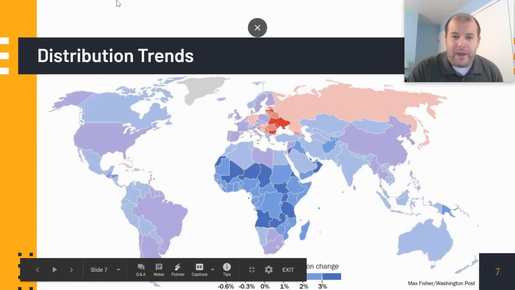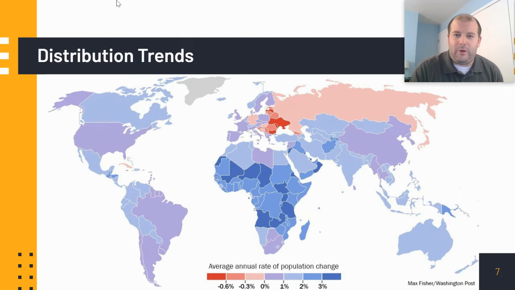Now here we have a choropleth map with a country level or national level scale of analysis that shows distribution trends. And it shows where's population growing in the world, where's population remaining stable, and where's population declining. And as I can see based on this map, the highest rate of population growth is occurring in sub-Saharan Africa and Southwest Asia, while population decline is occurring in the Eastern European region as well as the Russia-Siberian region.